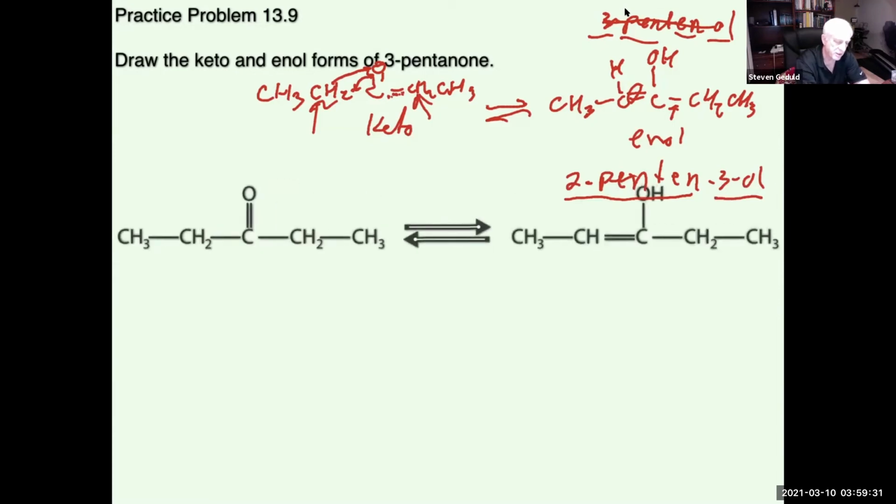So I'll show you that. We could use this hydrogen here or this hydrogen here. No matter which one we use, it's going to form the exact same compound because it's symmetrical. The hydrogen comes up, attaches to that oxygen, double bond comes down. Could have done the exact same on the other side, you still get the exact same product. Okay, so the OH group is at number 3. The double bond is at number 2. So 2-pentene-3-ol.